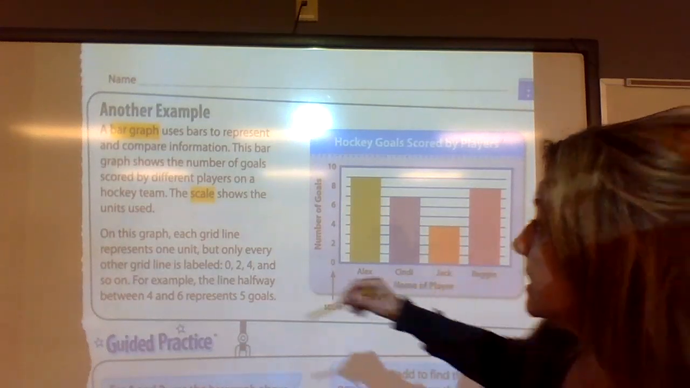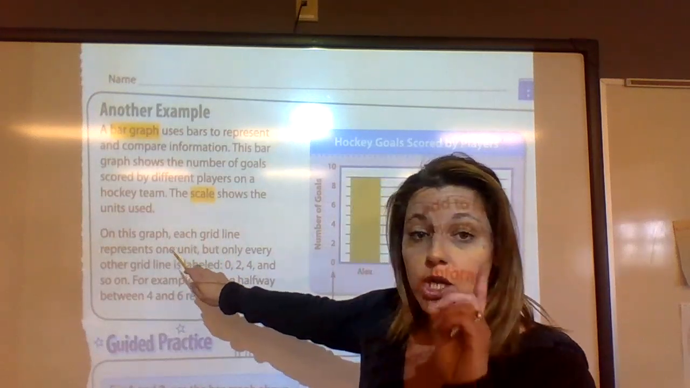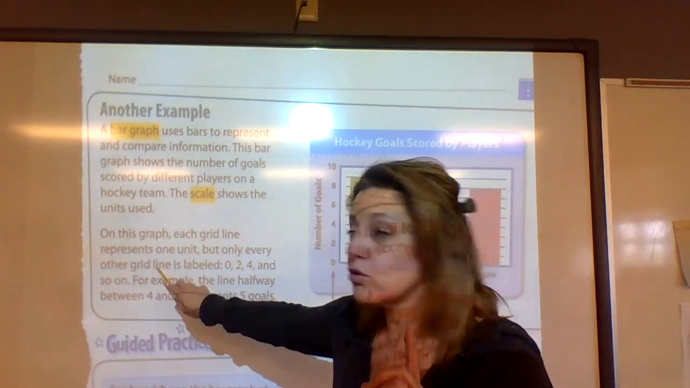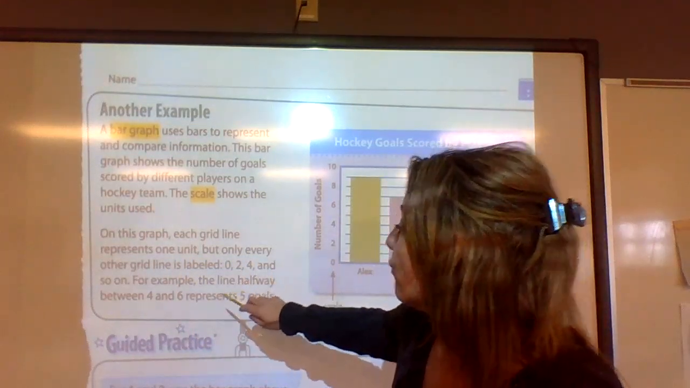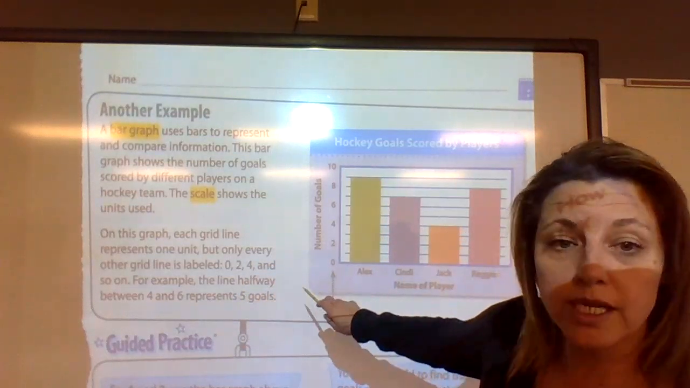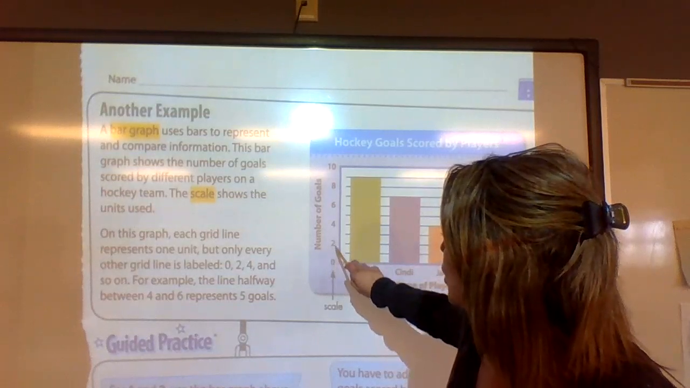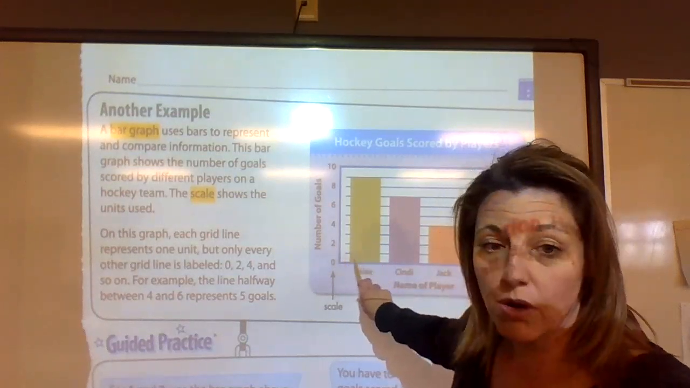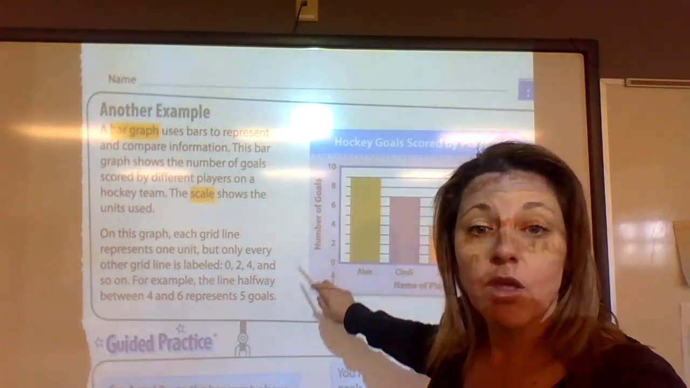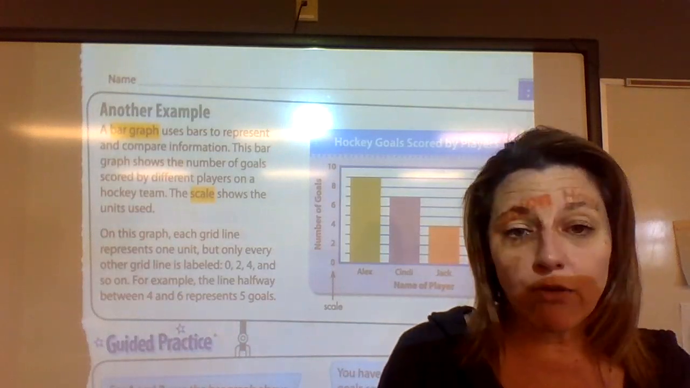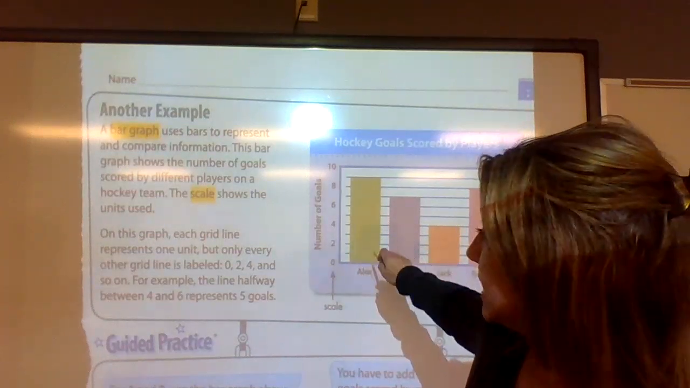So in this case, it says on this graph, each grid line represents 1 unit, but only every other grid line is labeled 0, 2, 4, and so on. So for example, the line halfway between 4 and 6 is 5. And so you have a 0 and it goes to 2. And so the line in between 0 and 2 is 1. And the line between 2 and 4 is 3. So you have to be super careful what the unit of measure is, okay?